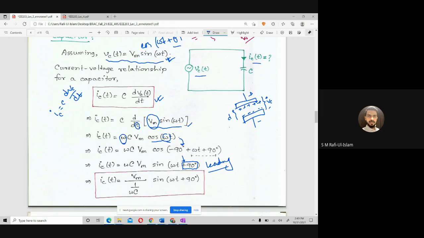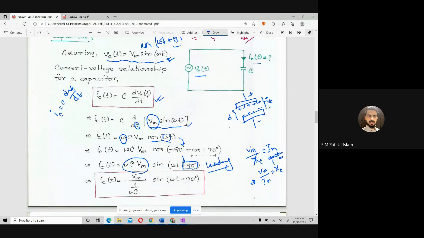Now check out the maximum value of the current. What is the maximum value of the current? I know the maximum value of the current is the ratio of the maximum voltage divided by, sorry, no, I'm wrong. XC. Yeah, this is it. We know that what we call reactance is nothing but Vm by Im, the maximum voltage divided by the maximum current.